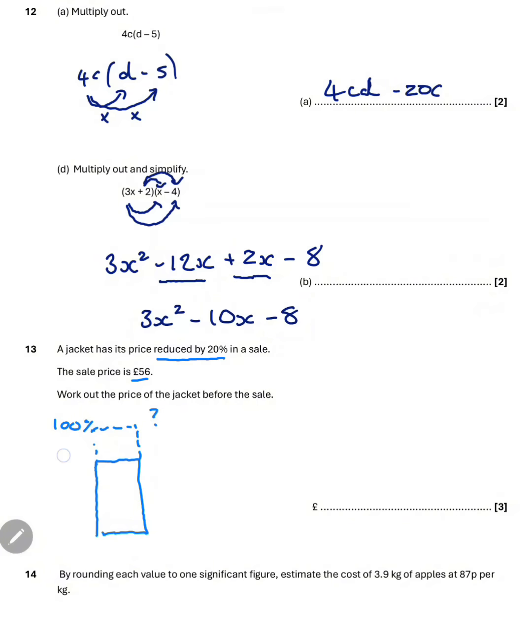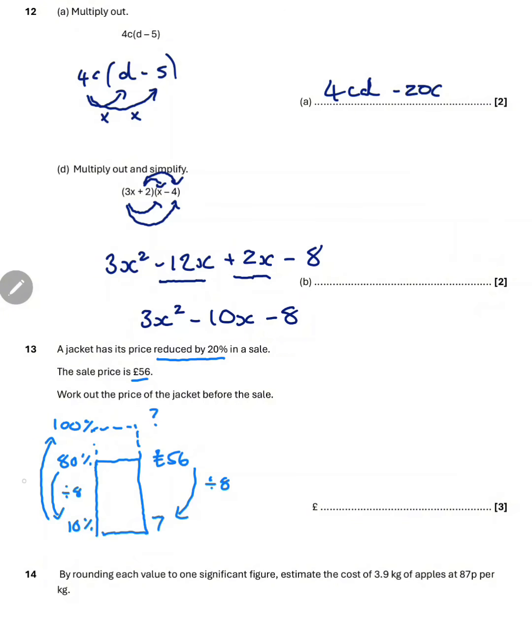If we've come down by 20%, we've got 80% left. And 80% is the £56 that we're told about in the question. So now we know 80%, we can scale down to something in order to scale back up to the 100%. What I'm going to do first is come right down to 10%, and 80% divided by 8 will give me 10%. So what I need to do is take this 56 and divide it by 8. 56 divided by 8 is 7.